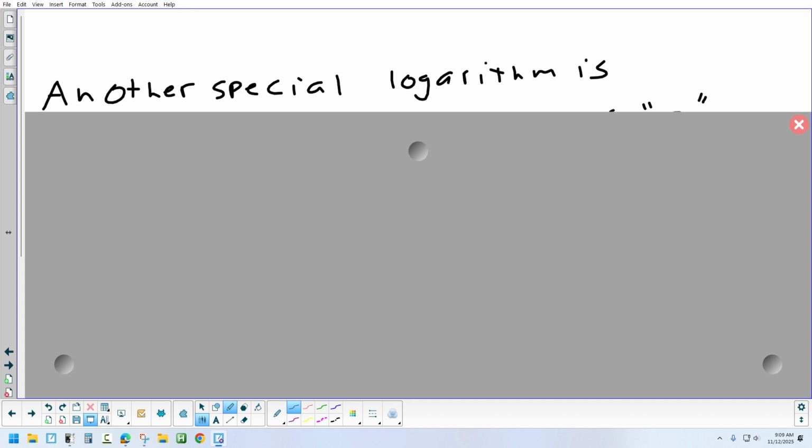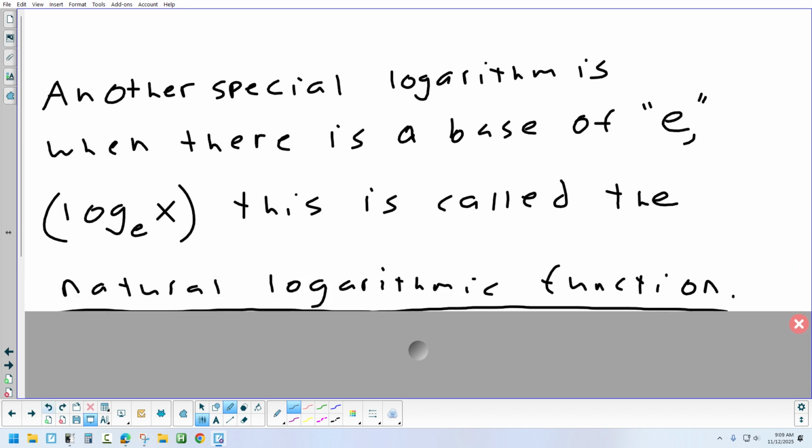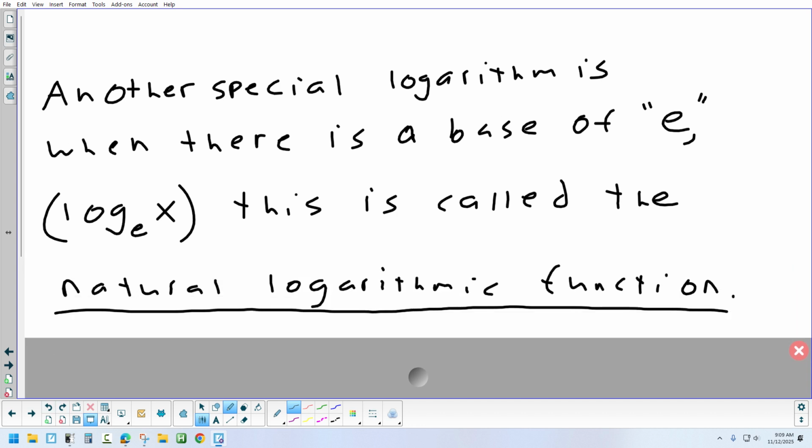It looks like it does on the calculator, 1828, because that's all the decimals the calculator will give you. But it is irrational. Okay? You can't write it as a fraction. And when you write something with a base of e, this is called the natural log. These are the only two logarithms that have special names. Common log is base 10. Natural log is base e.